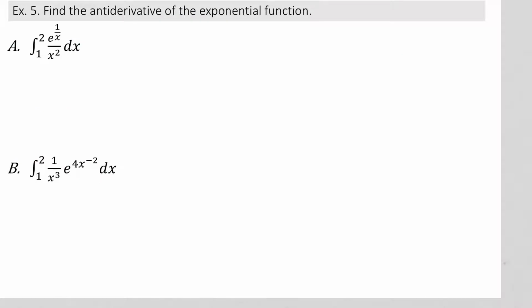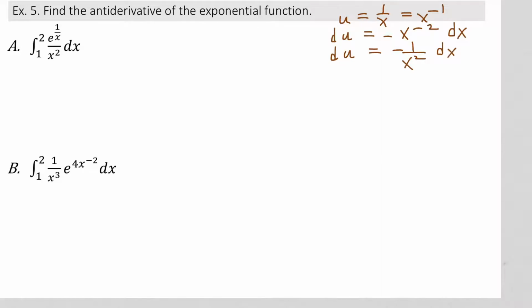So looking at a, we're going to do some more of these. I've got e to the 1 over x divided by x squared. So we start by saying that u is the power 1 over x. So that's x to the negative 1. So du would be negative x to the negative 2 dx. So that's the same thing as negative 1 over x squared dx.